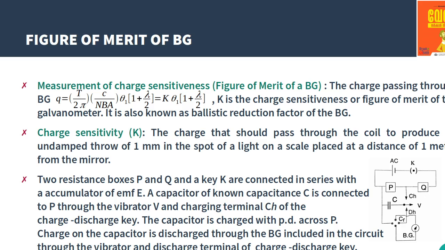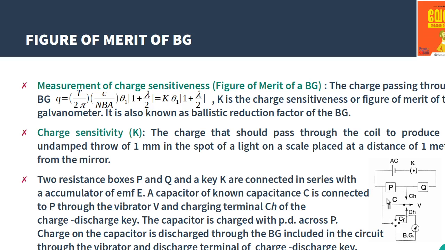So some changes we have to make in the setup that we used in the earlier case. The first connection is the same, and here we are just using AC. You can use E also. This AC I used to show the accumulator, as shown in your book for study. Two resistance boxes P and Q and a key K are connected in series with an accumulator of EMF E. It is the same thing we used in the previous one for measuring current sensitivity and voltage sensitivity. Whatever circuit you used, the same thing is here also.